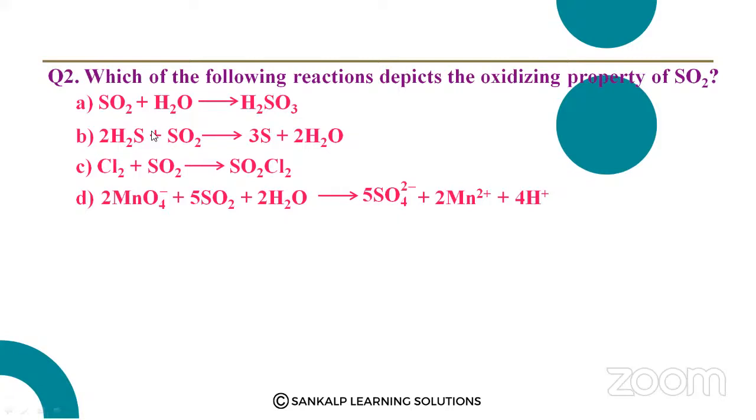Yes, so we were discussing which of the following reactions depicts the oxidizing property of SO2. Oxidizing means what? It oxidizes other and itself undergoes reduction. So oxidizes means there will be loss of electrons, so from plus 2 it goes to 0.